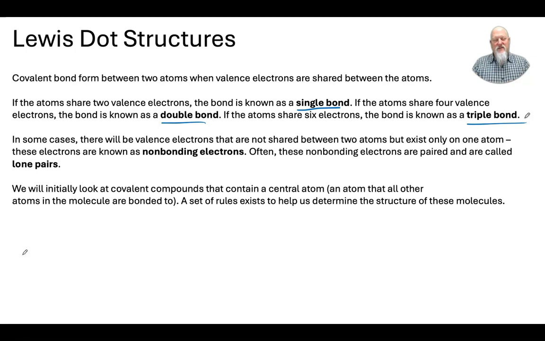In a lot of cases, there's going to be some valence electrons that aren't part of the bonding, but exist only on one atom. And those kind of electrons are called non-bonding electrons because they're not part of the bonding. And if they're in pairs, they're called lone pairs because they're just sitting on one of the atoms and not the other atoms.